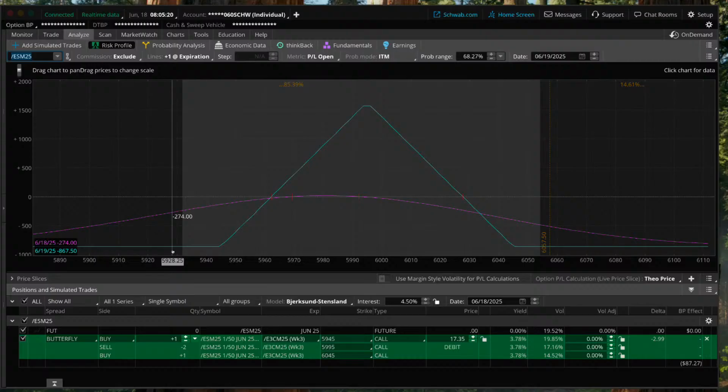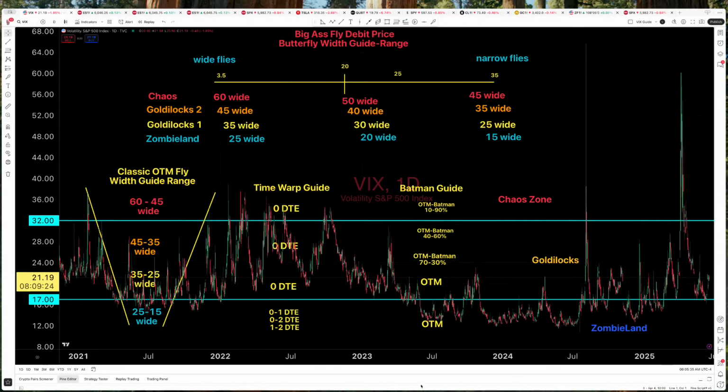Love volatility! All right. So when we see a debit that is down around 17, we go back to our playbook, our VIX playbook, which I'm about to do right there. And you can see very clearly up top, this is the big ass fly debit price, butterfly with guide range. Over here on the left we're showing the width, but it's always in a range. And then the big ass fly tells us which end of the range to play.